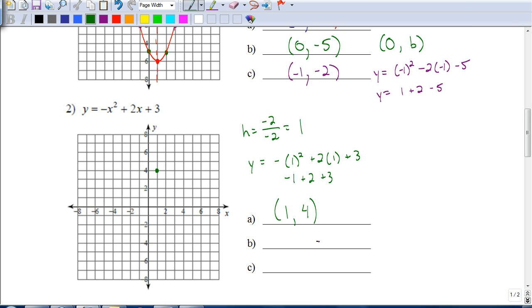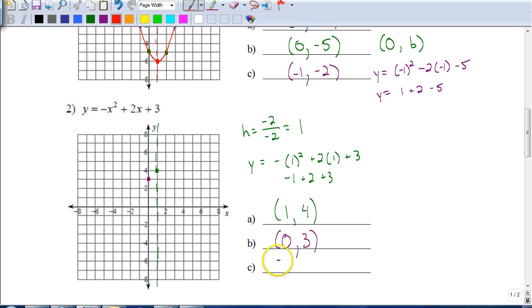So now I'm going to look to see what my y-intercept is. By putting 0 in here for x, if you put 0 in there for x, I get a positive 3. So (0, 3) would be my y-intercept. Again, my line of symmetry goes through my vertex there.